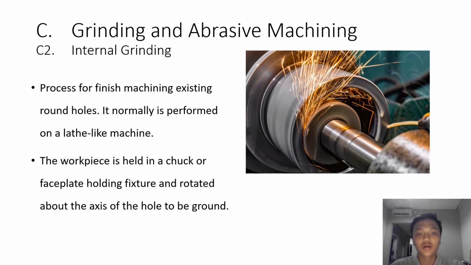The next one is internal grinding. Internal grinding is a process for finish machining existing round holes. It normally is performed on a lathe-like machine. The workpiece is held in a chuck or faceplate holding fixture and rotated about the axis of the hole to be ground.